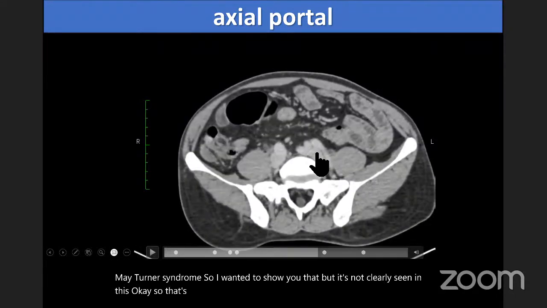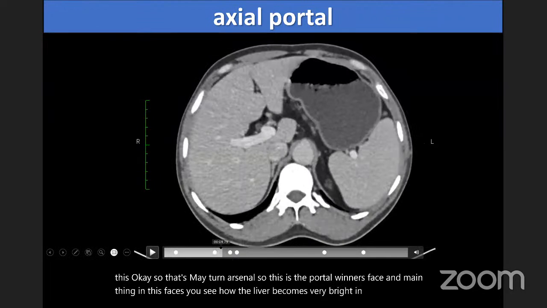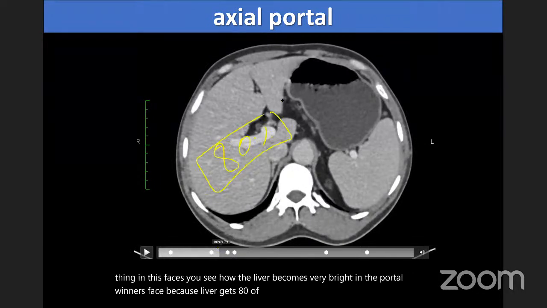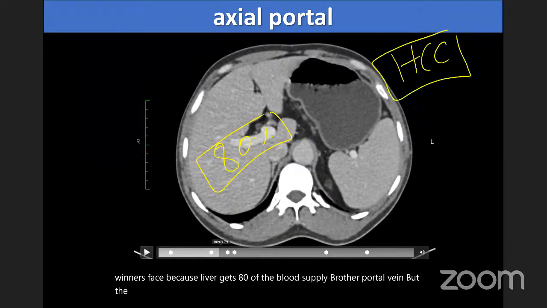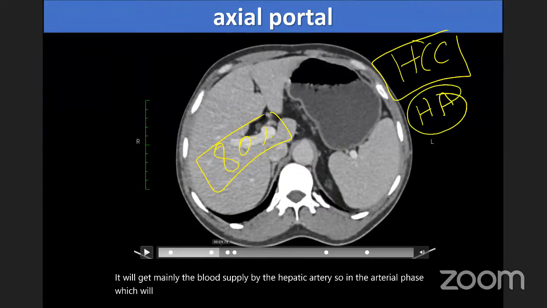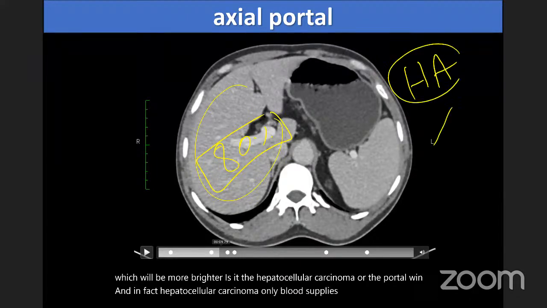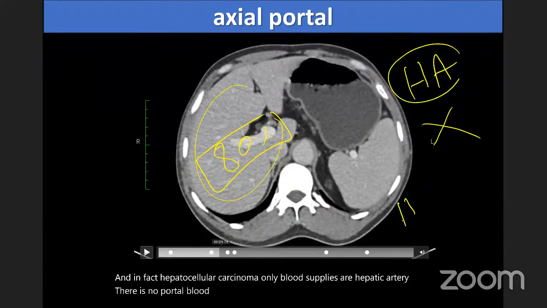So this is the portovenous phase. The main thing in this phase is how the liver becomes very bright, because the liver gets 80% of its blood supply from the portal vein. But hepatocellular carcinoma mainly gets its blood supply from the hepatic artery. In fact, its only blood supply is the hepatic artery. There is no portal blood supply. So in the arterial phase, which will be brighter, the hepatocellular carcinoma or the liver?